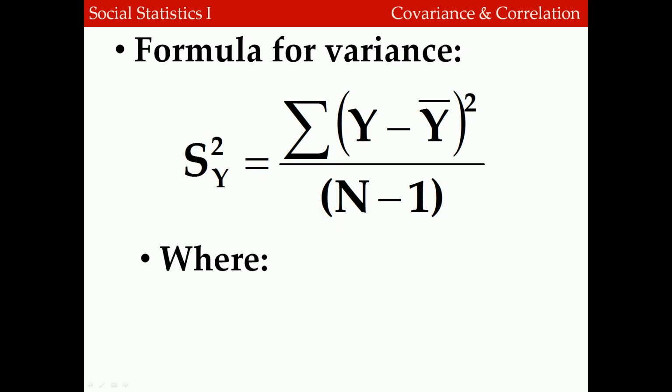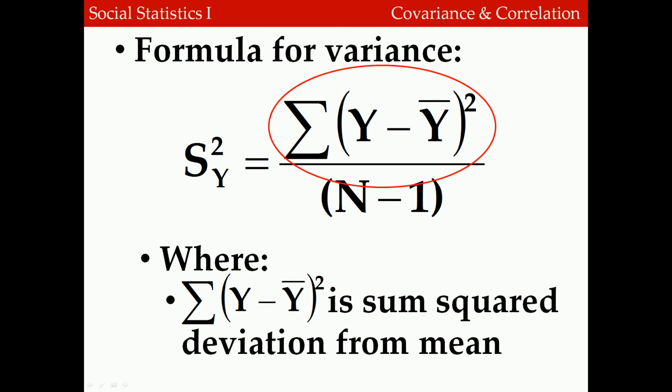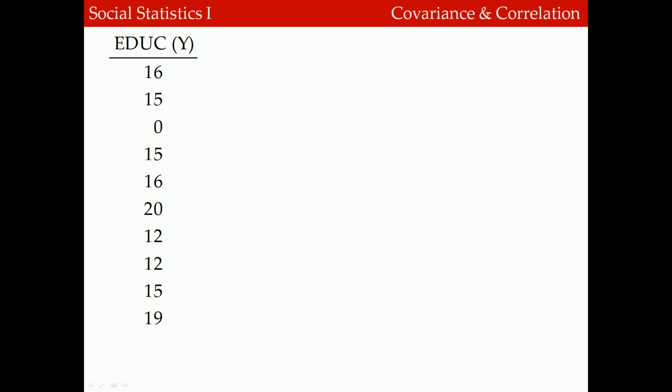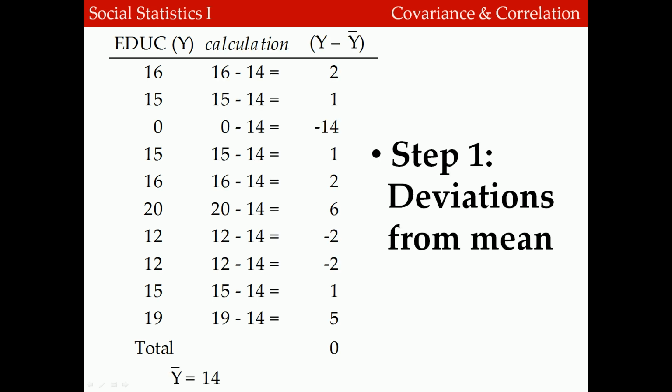Here's the formula for the variance. Remember that in the numerator, we had the sum of the square deviations from the mean, in this case for some variable y, divided by n minus 1, where n stands for the sample size. So, let's suppose we wanted to calculate the variance for the variable education for our sample of 10 cases. That involves taking the average, which in this case is 14, and subtracting it from every category of the variable for each of the 10 cases.